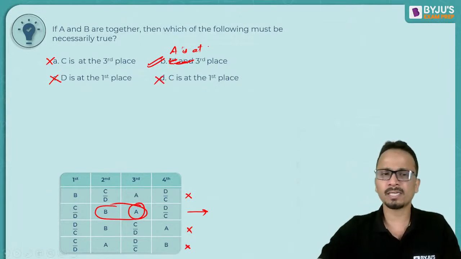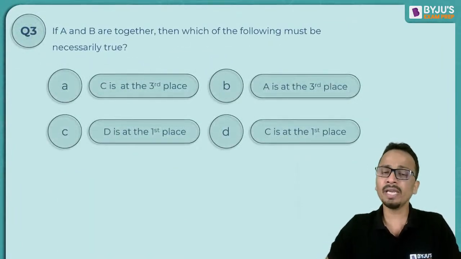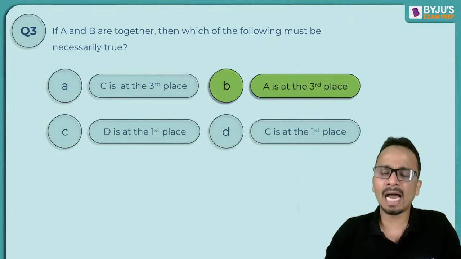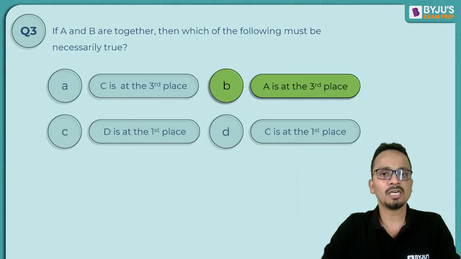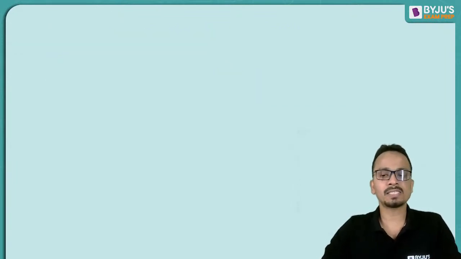So the correct answer is option B. Okay, that is A is at the third place. All right. So these were the three questions for the first set. Now let's quickly move on to the next set.